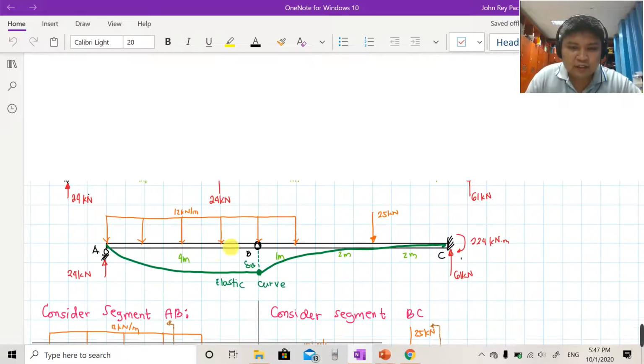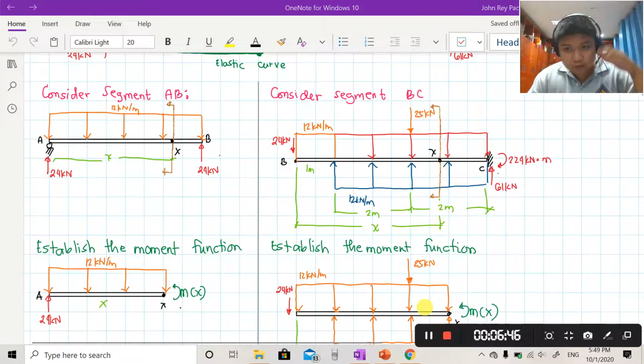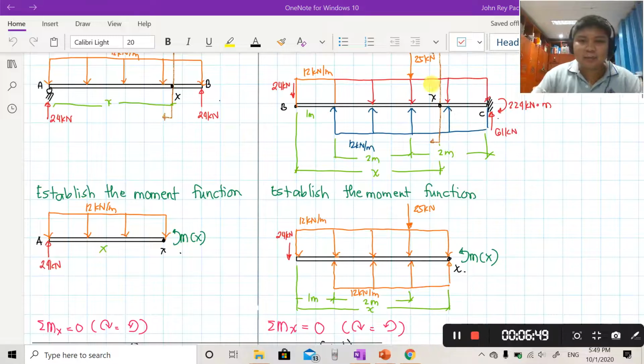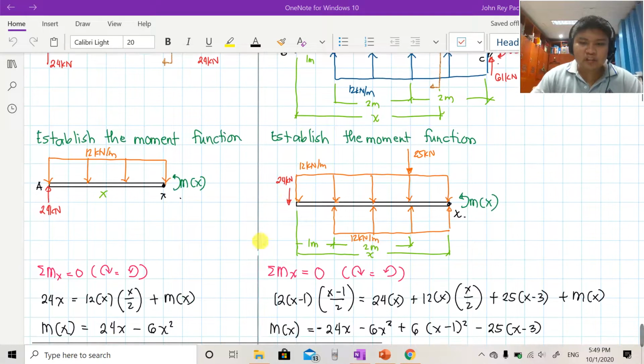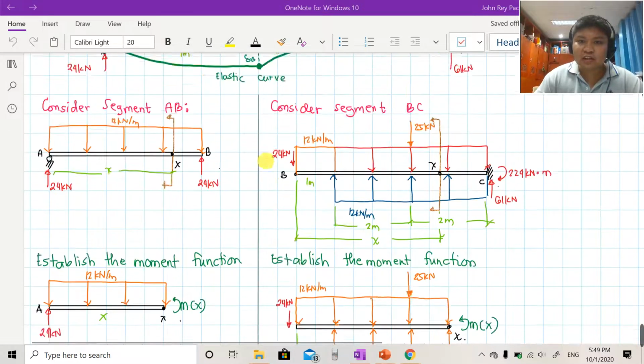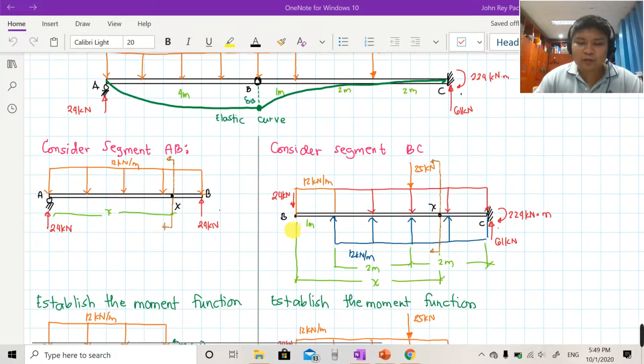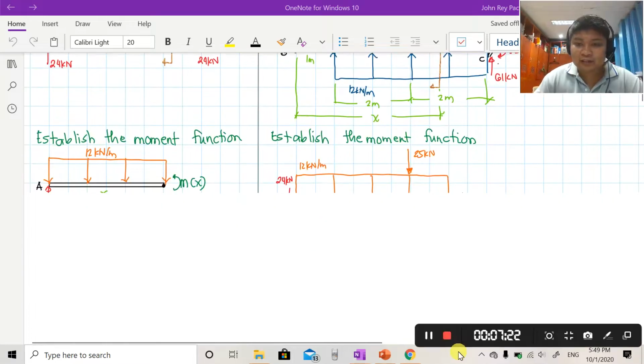Because in our computation, class, this is upward 24 at B and downward 24 considering BC. So for BC, what happens is, when you cut it here, summation of moment equals 0, clockwise equals counterclockwise. We only have one clockwise moment here, this 12 kilonewton per meter, and its length, if this is x and this is 1 meter, it should be x minus 1, so 12 times x minus 1 times (x minus 1) over 2 equals counterclockwise. The 24 kilonewton, the reaction itself, we need to include because it is the reaction at internal point B that will create a counterclockwise moment.